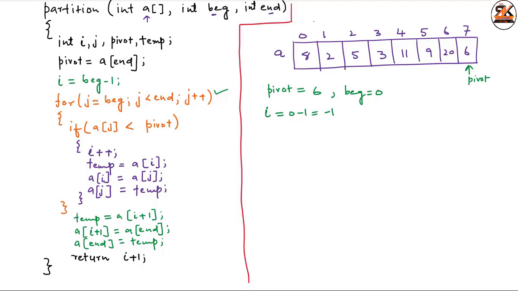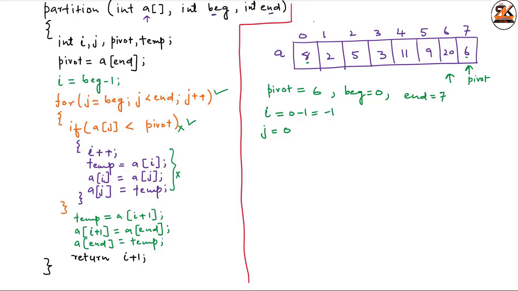We are initializing the j loop here. j is equal to beg, which means j is equal to 0. j is less than end, so j will run up to index 6. Here end is 7 in our case. And we check a condition at this point: if a of j is less than pivot. a of j means a of 0. Is 8 less than pivot, that is 6? No, it is wrong. So this condition will not work. All these statements will not work.